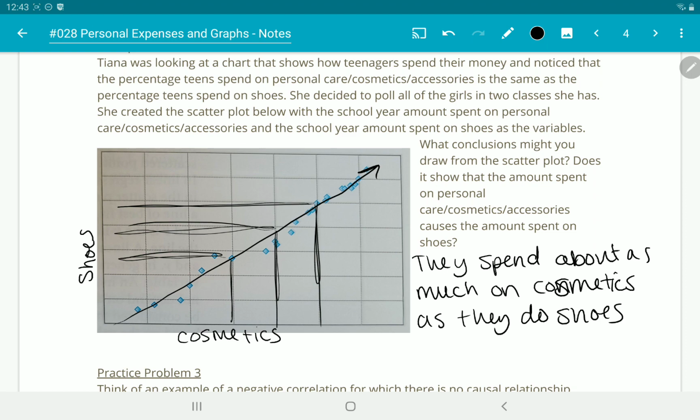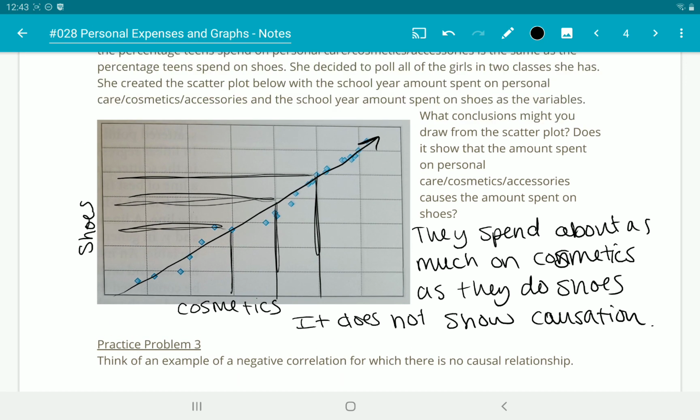Okay. So we have a positive slope. It's going uphill, you can see. But that doesn't mean that the amount spent on personal care causes the amount spent on shoes. So it does not show causation. Just because the 2 things are correlated and they have this positive correlation does not mean that one causes the other. They are completely unrelated to one another.